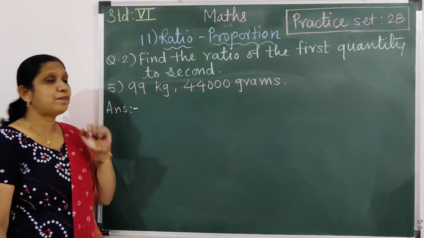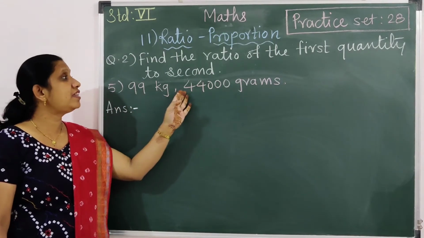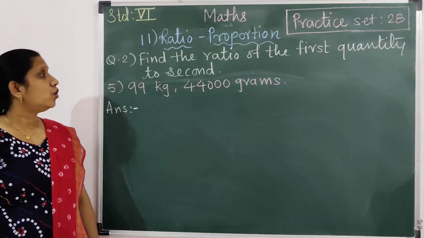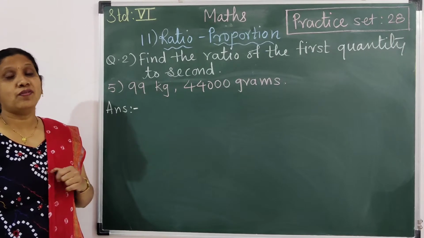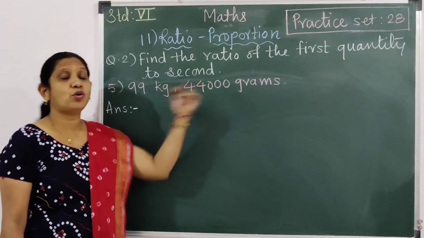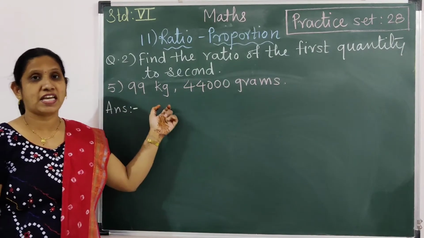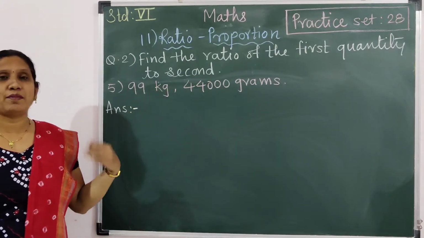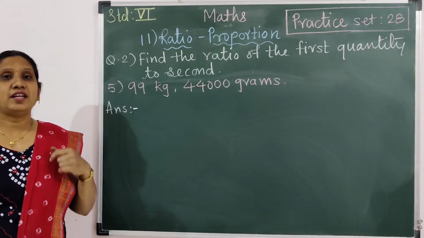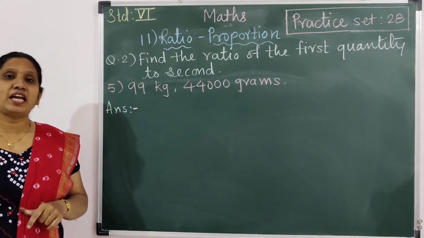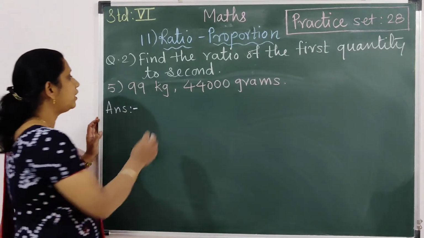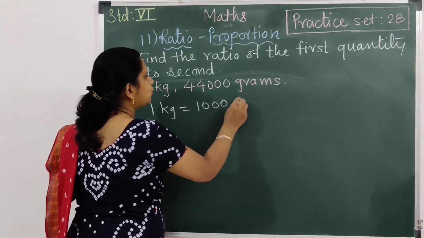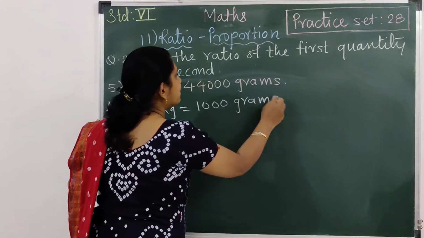Students, see the fifth example, 99 kg and 44,000 grams. Okay children, so what we'll do, we'll have to convert here because both the units are different. One is kg, one is grams. So let us convert this kilogram into grams. Children, you all know very well 1 kg is equals to 1000 grams. So let us write here 1 kg is equals to 1000 grams.